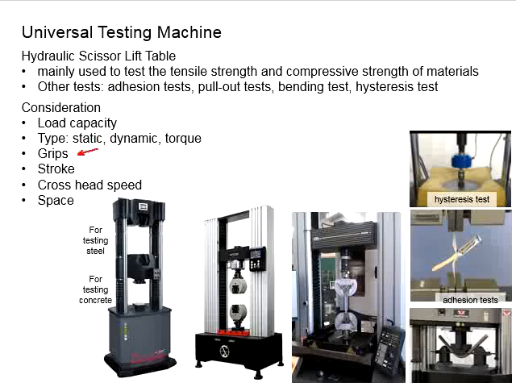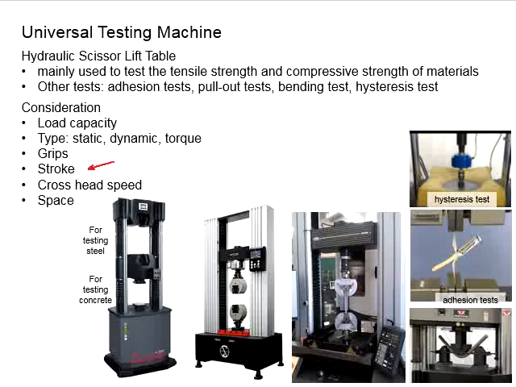You need to consider the grips here. We mentioned that different grips have different functions, and they have different ranges of the size of the specimens. It is not only about the availability of the UTM, which most universities have at least one. You will need to check the availability of the grips. Without the proper grips, the respective test cannot be conducted. You will need to check carefully.